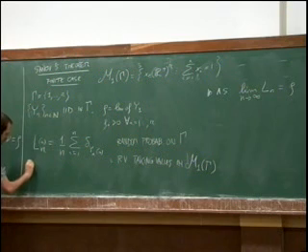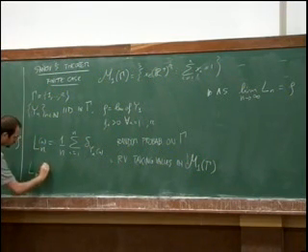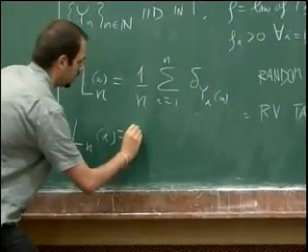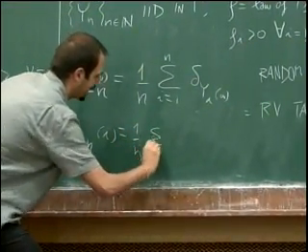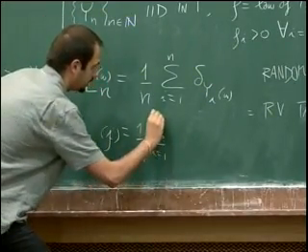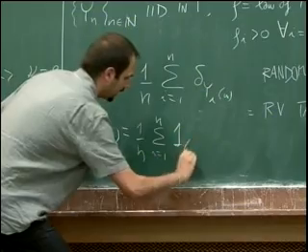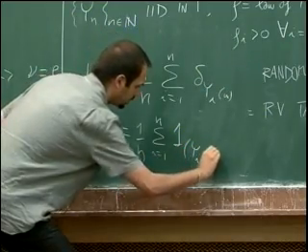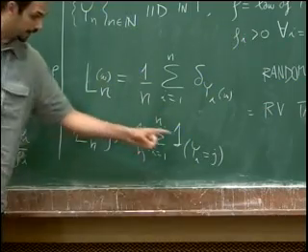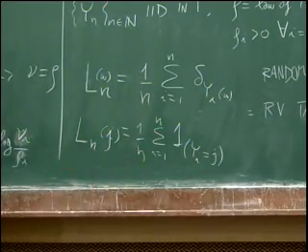And just to be clear, L_n is a random measure, and its value on j is just 1 over n times the sum over i equal 1 to n of the indicator function Y_i equals j. So it is the fraction of times that the sequence until n takes the value j. So it keeps track of the relative frequencies of each value.